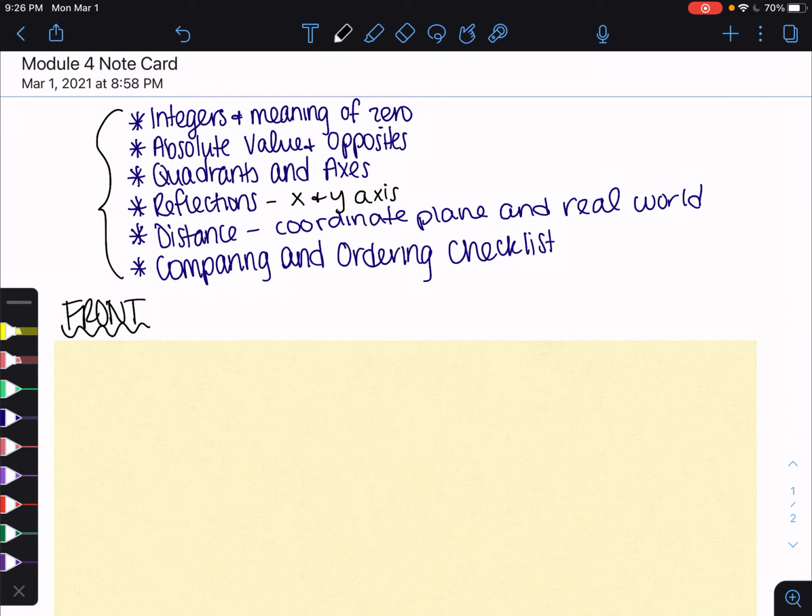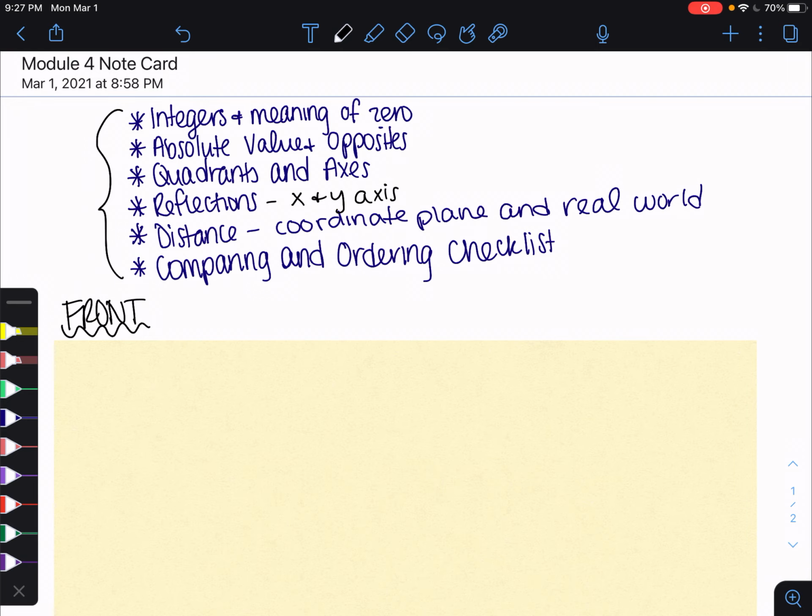And then we talked about distance, so how to find distance on the coordinate plane, and then how to find it in a real world context situation, like above and below sea level, that kind of thing. And then comparing and ordering, so I'm going to try and put the checklist on here for comparing and ordering, and maybe a couple of examples of a little bit more difficult ones that go along with that.